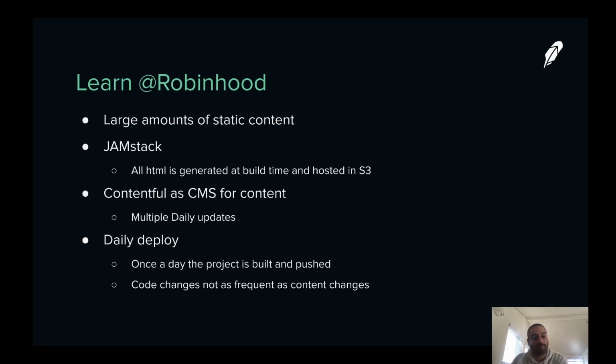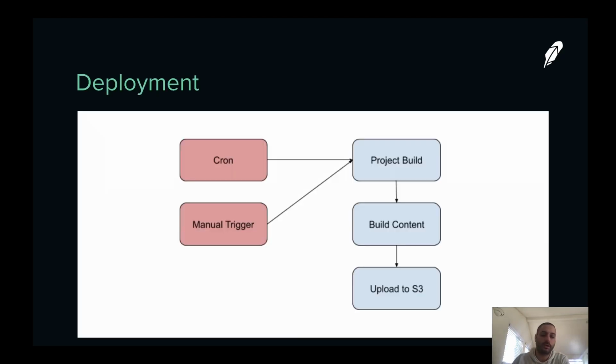We have a daily deploy, which means once a day at a specific time, we build the entire project and refresh all the content. Basically, our deployment looks like this. There's something akin to a cron job that once a day triggers the entire project build. As we build the project, we fetch the content, we render it, and then once we have all the files, we upload them to S3. We also have an option to do a manual trigger in case we want immediate changes.